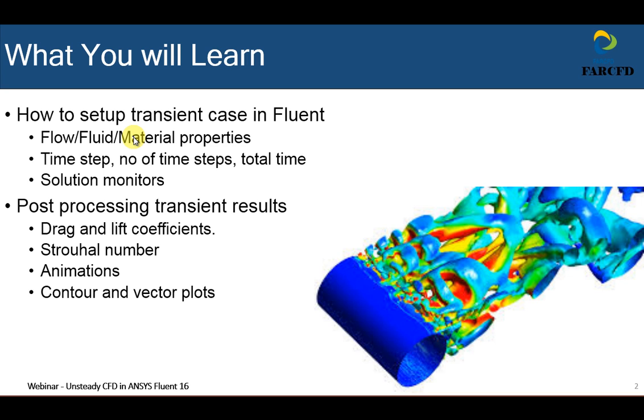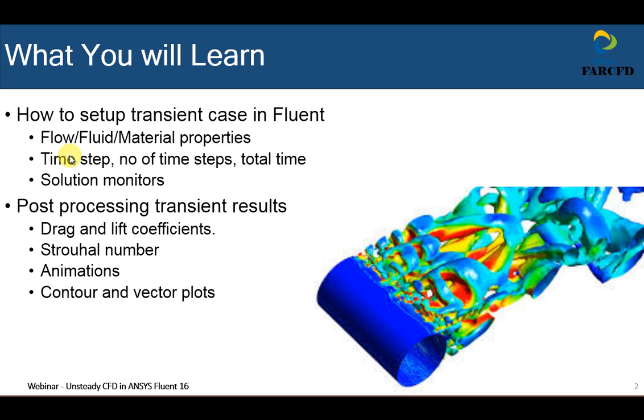Please note that Fluent does not take Reynolds number directly, so we have to put parameters in such a way that gives us the required Reynolds number. The second thing we will learn for setting up a transient case is how to calculate the time step, the number of time steps, and how long we should run the case to get enough data for calculating important parameters such as lift coefficient, drag coefficient, Strouhal number, etc. We will discuss these terms one by one in the next slides if you are not familiar with them.